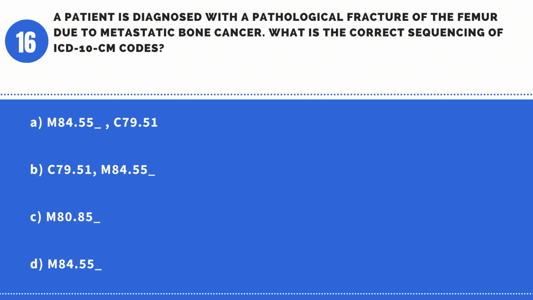Question 16. A patient is diagnosed with a pathological fracture of the femur due to metastatic bone cancer. What is the correct sequencing of ICD-10-CM codes? A. M84.55, C79.51. B. C79.51, M84.55. C. M80.85. D. M84.55.